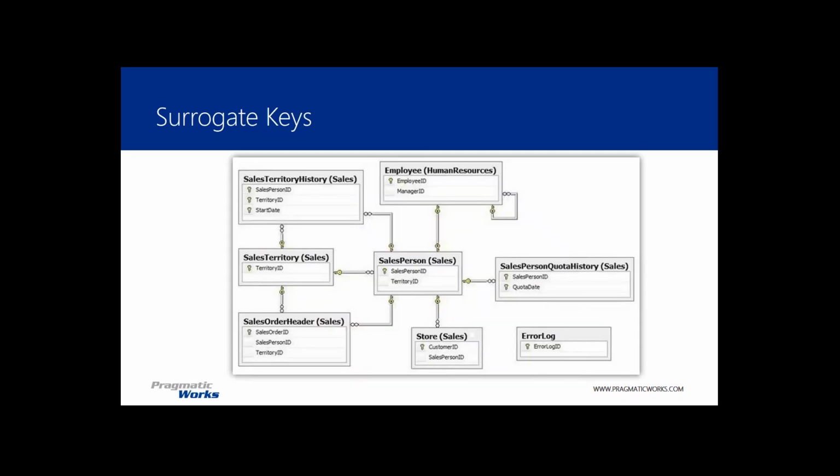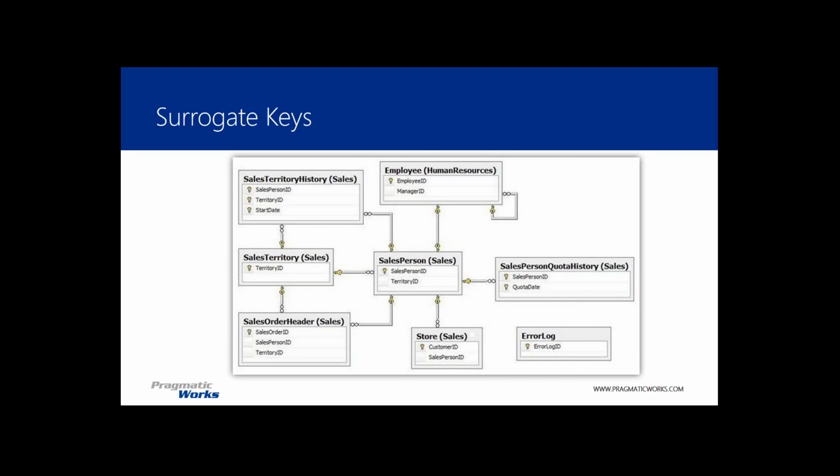So this right here is what you would probably see of a data model that has no surrogate keys on it. What you'll notice in the very middle table, the salesperson table, is that all they have is a salesperson ID. There's a territory ID that has a foreign key relationship over to the sales territory table, but we only have a single ID inside of there. That provides us with a host of issues.